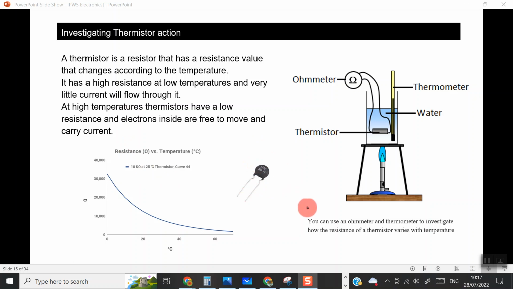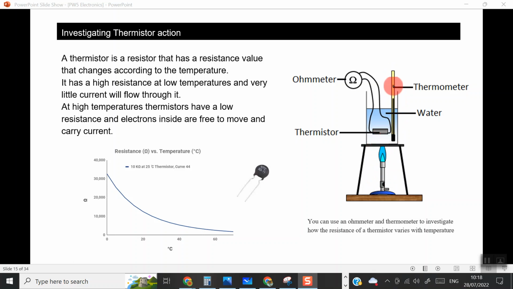And you can use an ohm meter and a thermometer to investigate how the resistance of one of these varies with temperature. So we can have a setup like this. You have a beaker of water, you have a Bunsen burner or some kind of heat source, and it's all on a stand. And you can use a thermometer. Thermometers are used to measure temperature. And then you can heat up the solution.